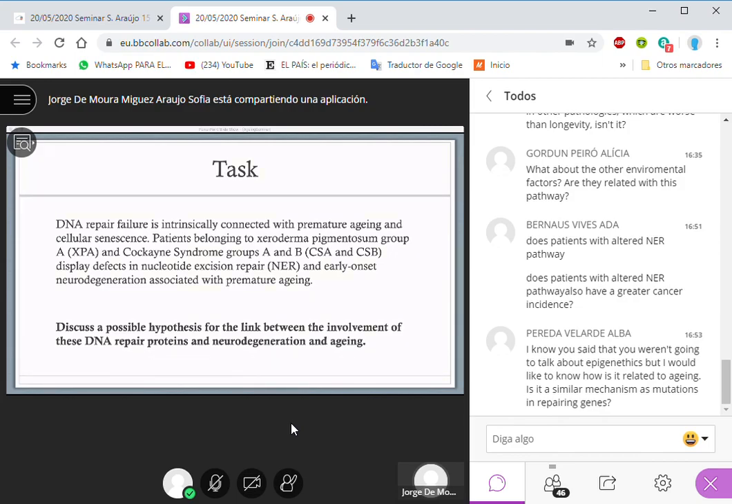In Cockayne syndrome, people have defects in nucleotide excision repair the same way, and most of them will have neurodegeneration, but they do not have a higher incidence of cancer. So these are the 2 main differences, and this is why it's so interesting to study these 2 different syndromes, because they affect the same group of proteins that are involved in one specific DNA repair pathway, but one of them is involved in a cancer-prone syndrome, and the other in a disease which is not cancer-prone. I hope that answered your question.